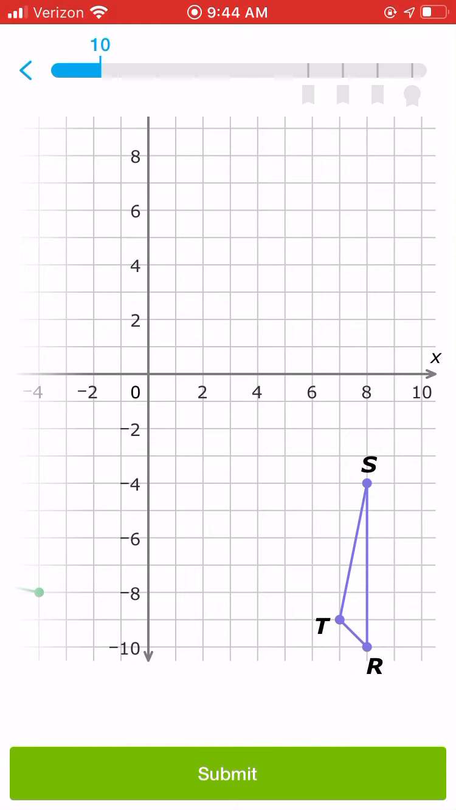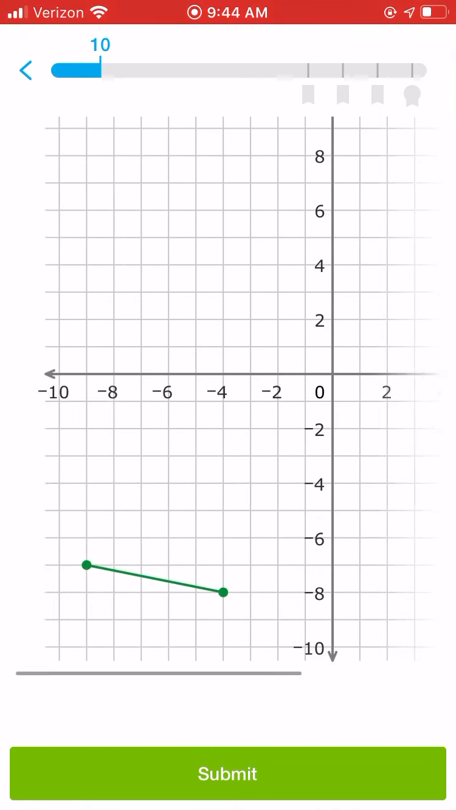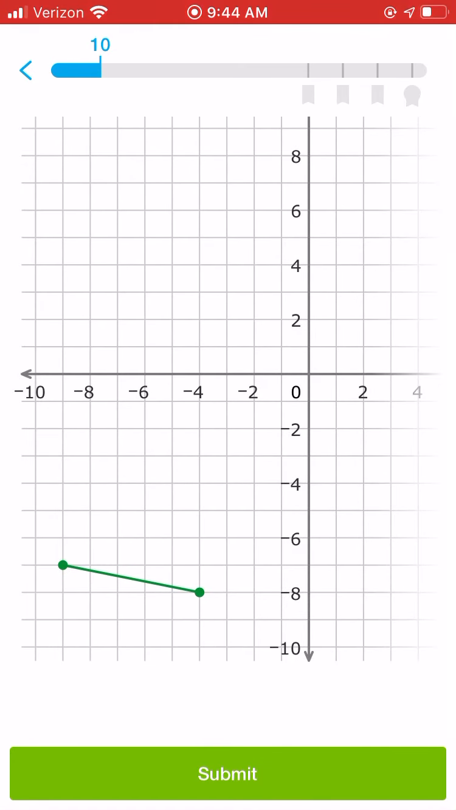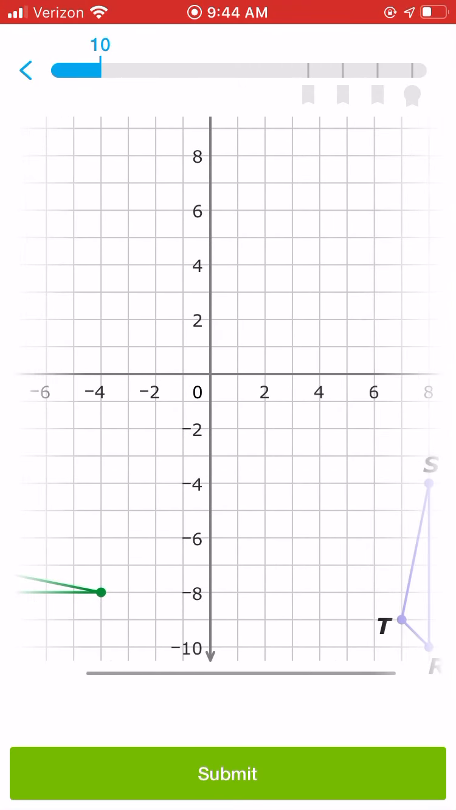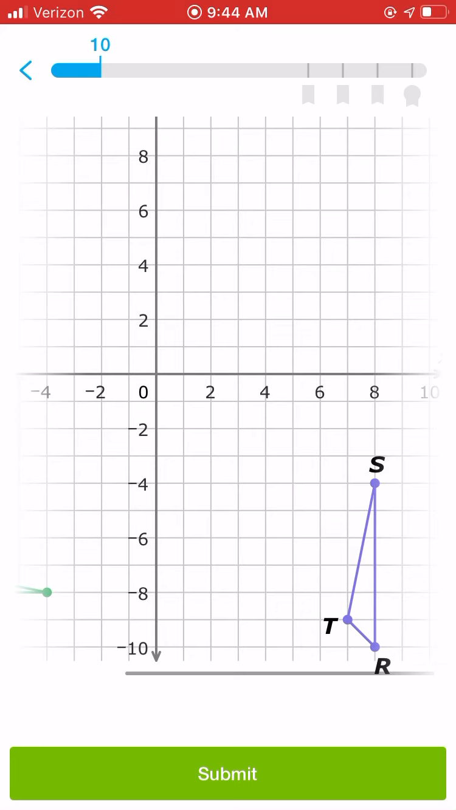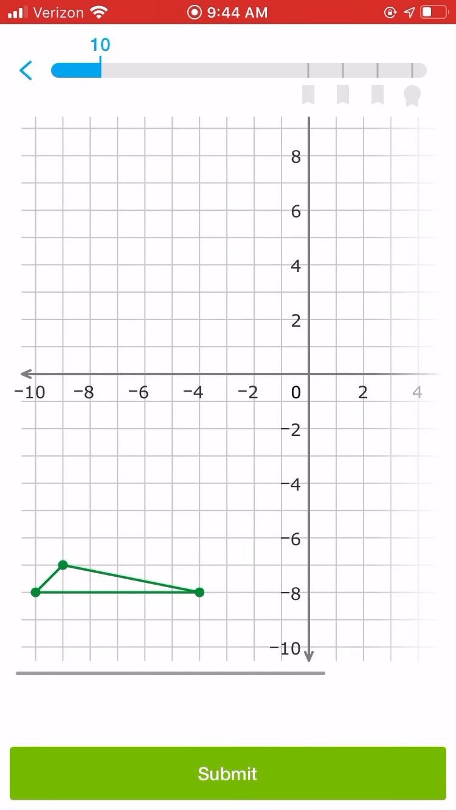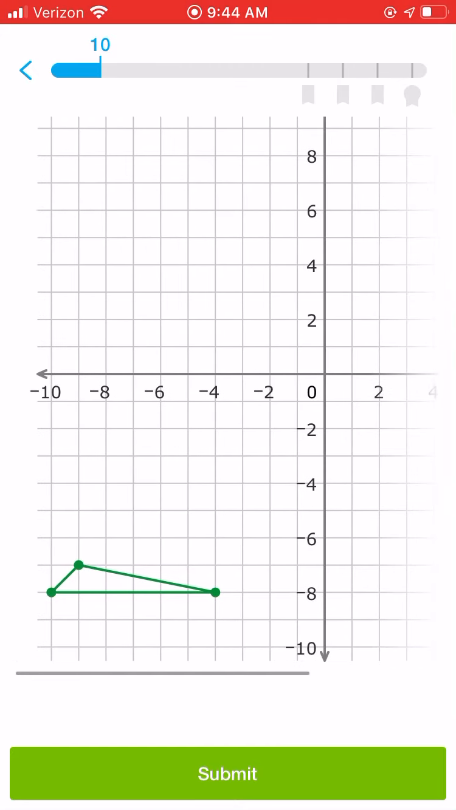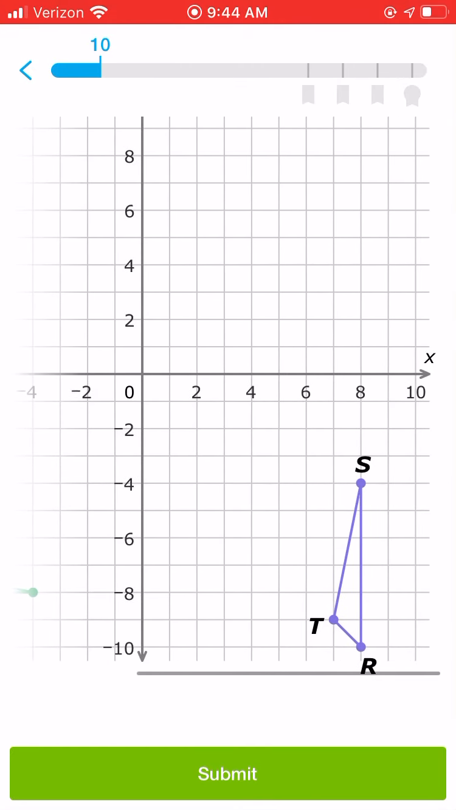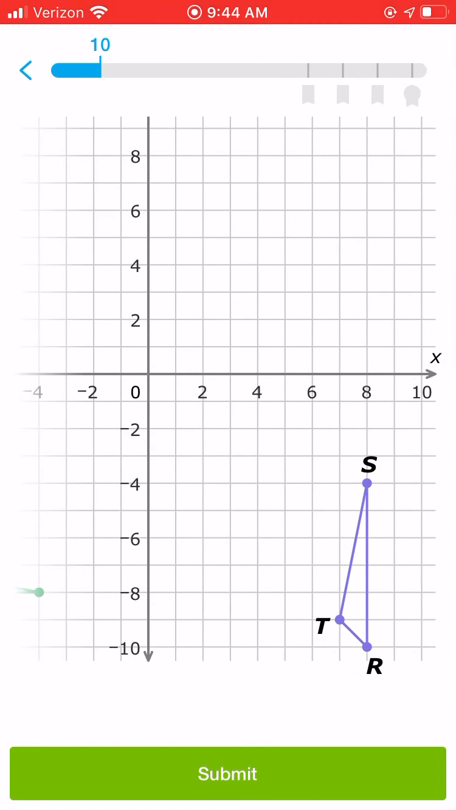Okay, R. R is 8, 10. I'm going to do 10, 8. There we go. So that's my rotation counterclockwise 270 degrees. It just spun around. I mean, it flipped like basically upside down almost, and it kept spinning and laying back on itself. So you can see it's getting ready to spin around and land back on itself.